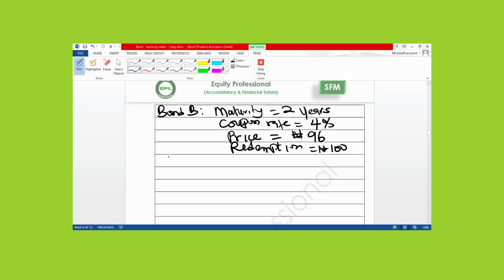100. Now get the expected cash flow from bond B. Annual interest. Interest is calculated on the nominal value, 4%, which is 4 naira. Year 1.